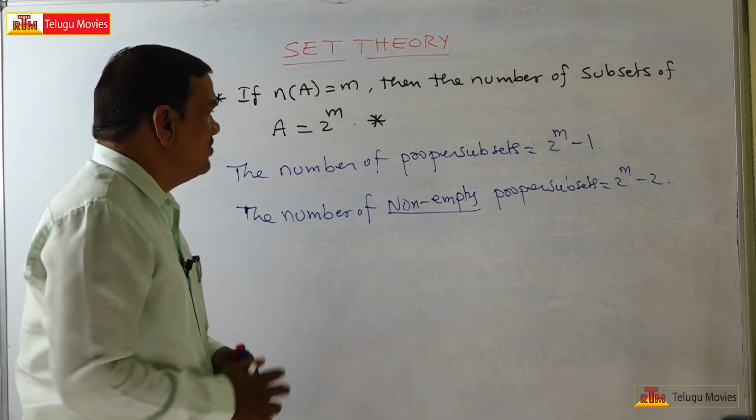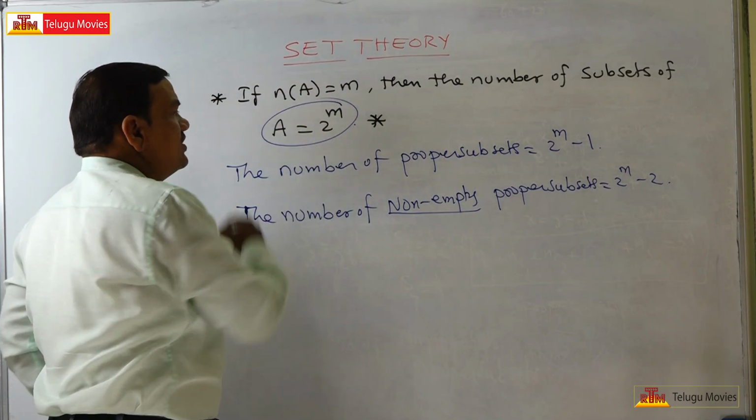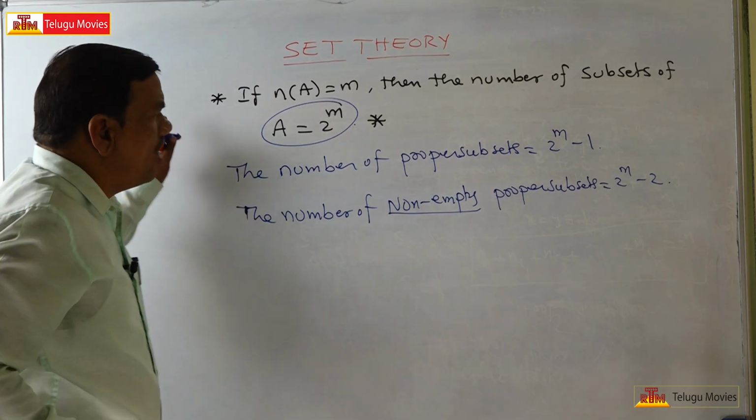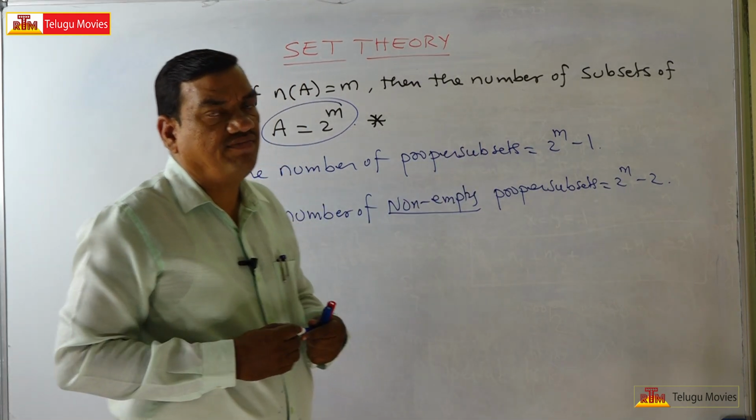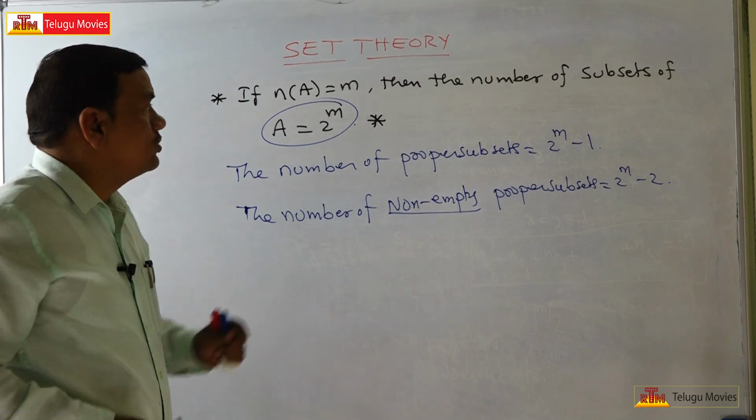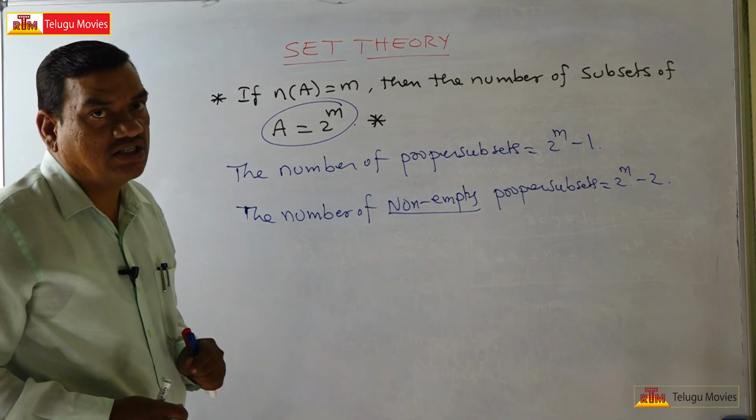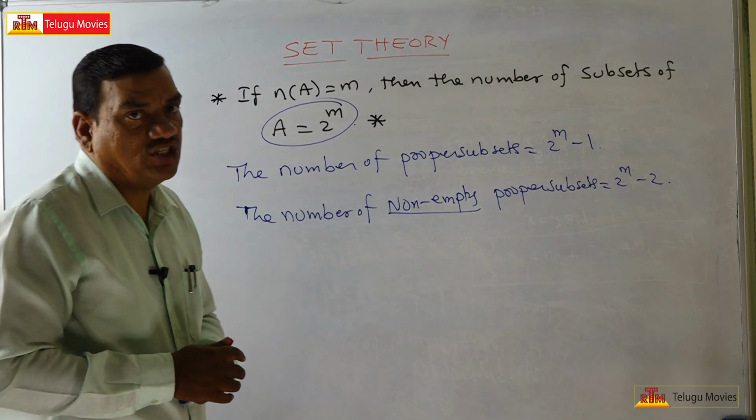So this is the first formula derivation. You have to learn the derivation for this 2 power m. Afterwards, these two are nothing; from the definition itself they will come. I hope you understand this concept. So let us go to the next concept.